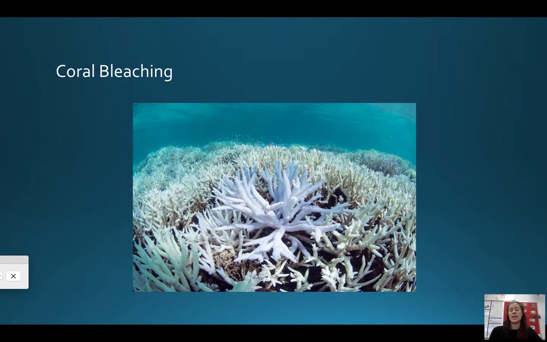So coral bleaching happens in response to ocean acidification, which we'll talk about in just a minute. But what happens is corals have this symbiotic relationship with photosynthetic zooxanthellae, which is a photosynthetic algae, which is what gives it its color. And as oceans become more acidified, it actually does harm to the zooxanthellae and can bleach the coral, and the coral can't survive without this symbiotic relationship. So this is what causes coral bleaching.